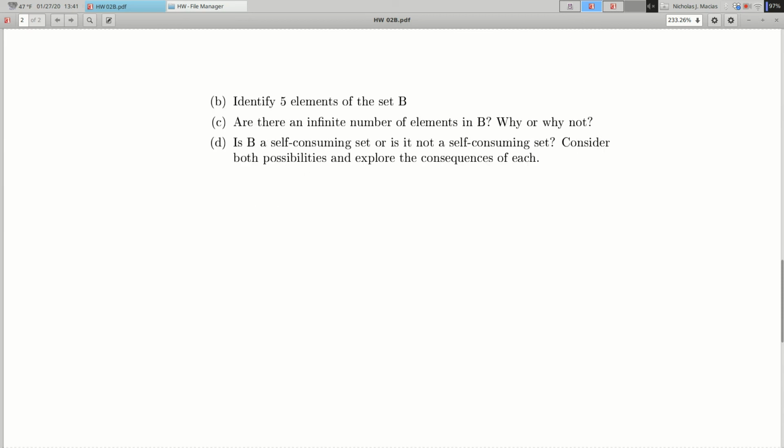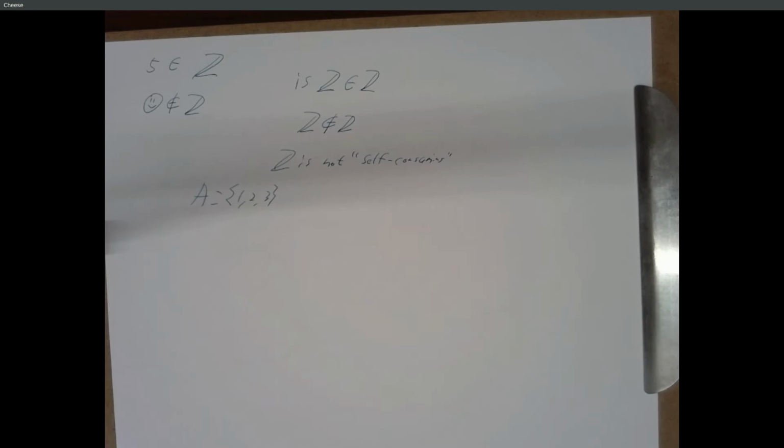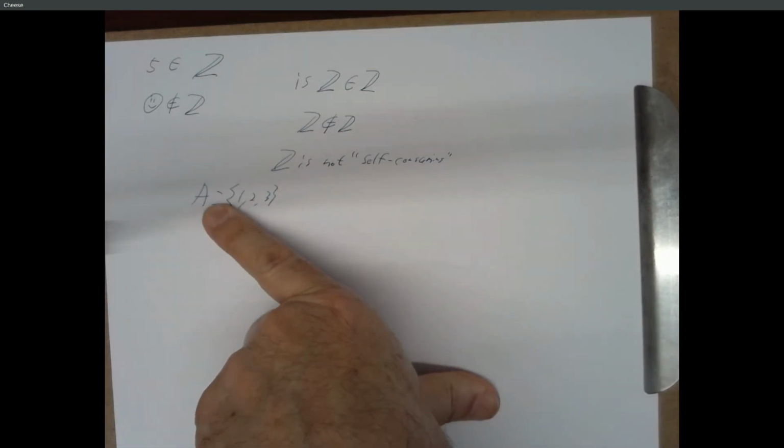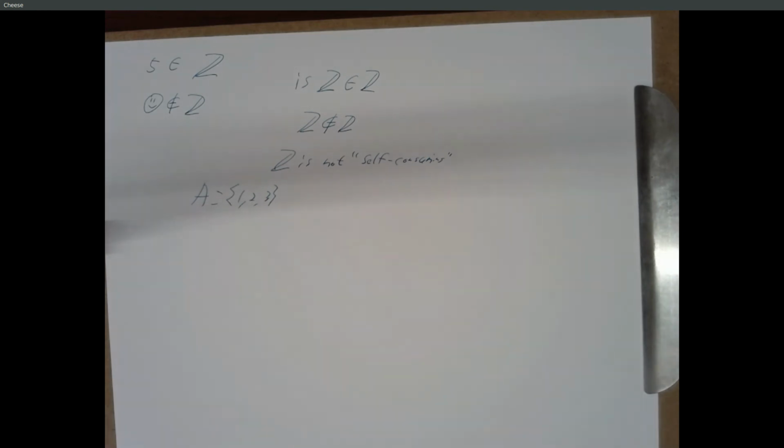Okay, so identify 5 elements of the set B. Well, I already identified 2 elements of the set B. Z is not self-consuming, A is not self-consuming. All of the sets that I see written on the board, none of those sets contain themselves. Right? A contains Malcolm and a square and chicken tenders and true, but it doesn't contain A. So that set's not a self-consuming set.